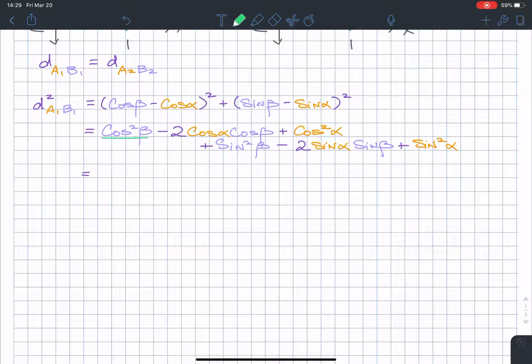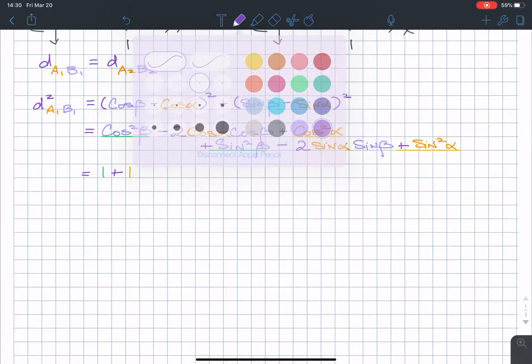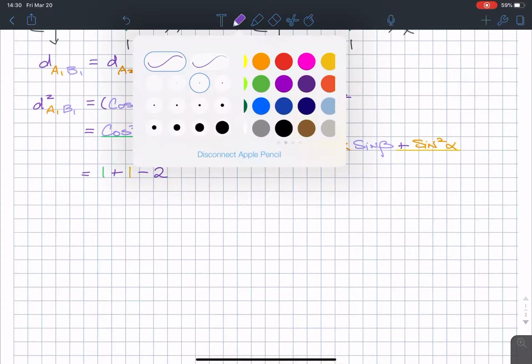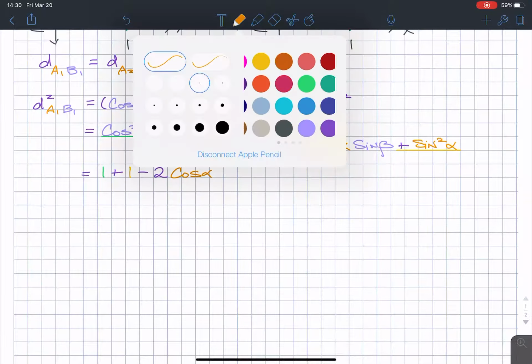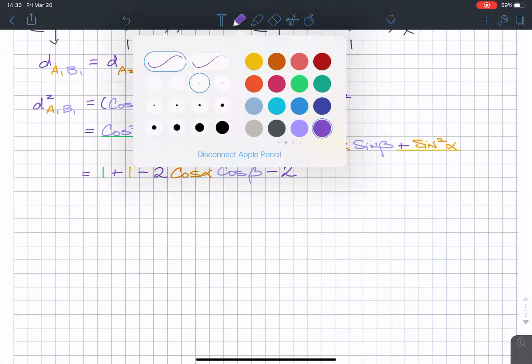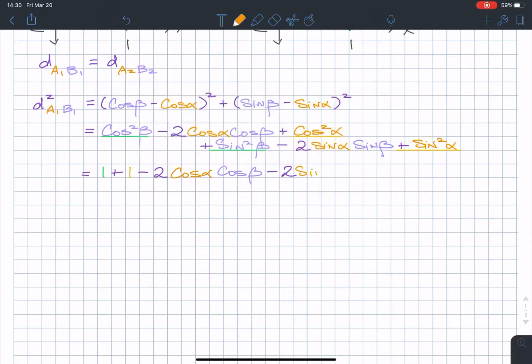Okay, well, let's notice something. If I look at cosine squared beta plus sine squared beta, that's the Pythagorean identity for 1. Similarly, if I look at cosine squared alpha plus sine squared alpha, that's also the Pythagorean identity for 1. So what remains will be minus 2 cosine alpha, cosine beta, and minus 2 sine alpha, sine beta.